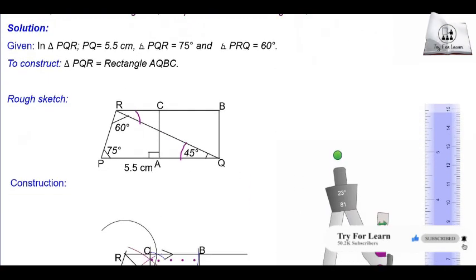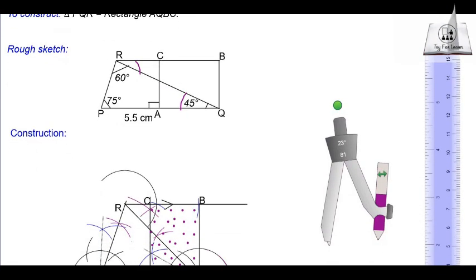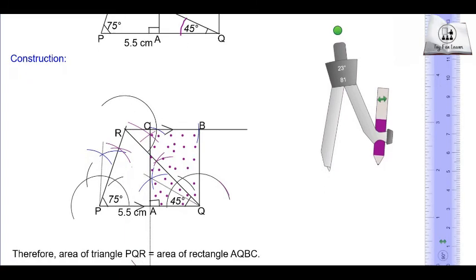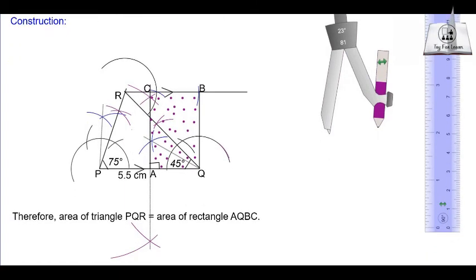Finally, let me describe what we did here. First of all, we drew a rough sketch according to the question. First, triangle PQR is drawn, and then the midpoint of PQ is taken, and then the line RB parallel to PQ is drawn. After that, rectangle AQBC is drawn.